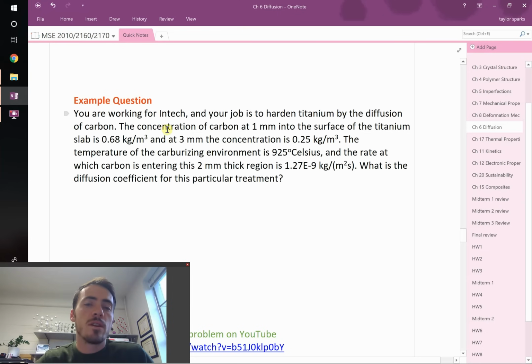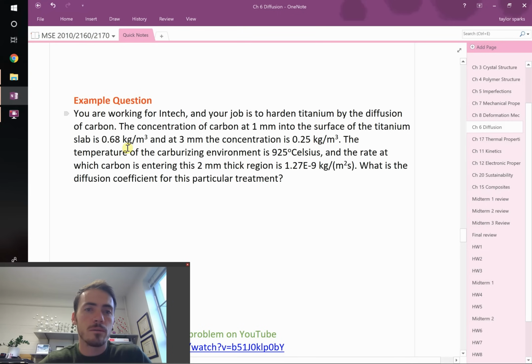It says the concentration of carbon at 1 millimeter into the surface of the titanium slab is given: 0.68 kilograms of carbon per meter cubed in the material. Kind of a funny way to represent concentration, but it works. It's an amount per volume. That's a concentration. Then it says at 3 millimeters, the concentration is 0.25 kilograms per meter cubed. That makes sense. The deeper into the material you go, you should have a lower concentration since you're starting from the surface.